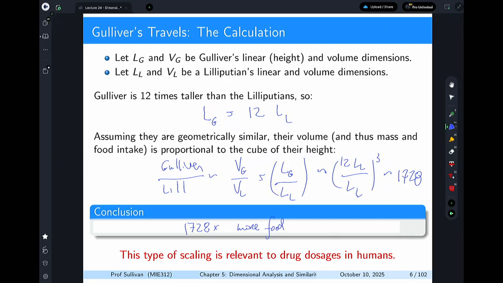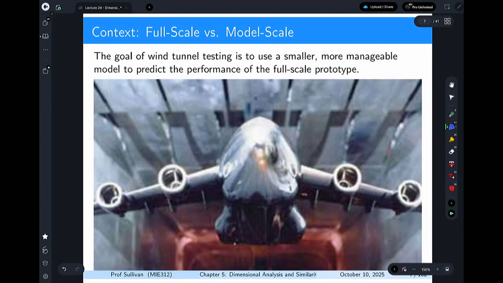You can look at yourself, compare yourself to a mouse, do the same sort of thing, and you can see what your demands are versus a mouse. And it's really important to do this type of scaling for drug delivery. So, for example, even with relatively small differences in human scale, we often have very detailed charts and determinations for individuals.